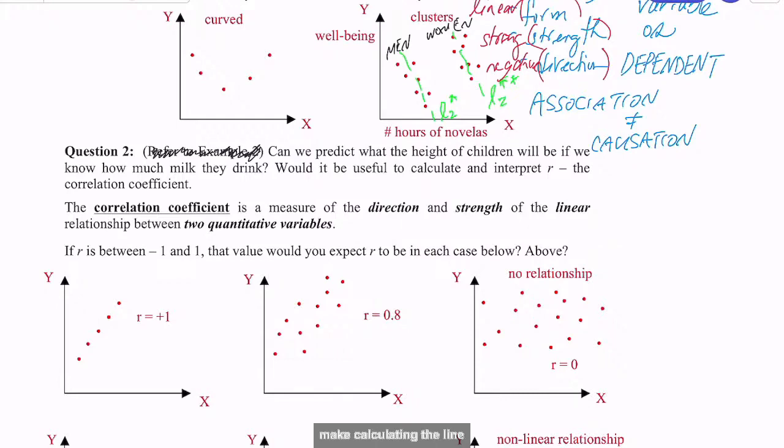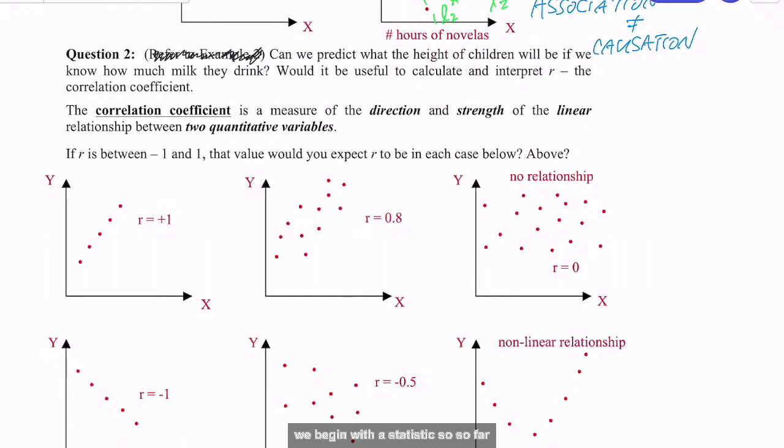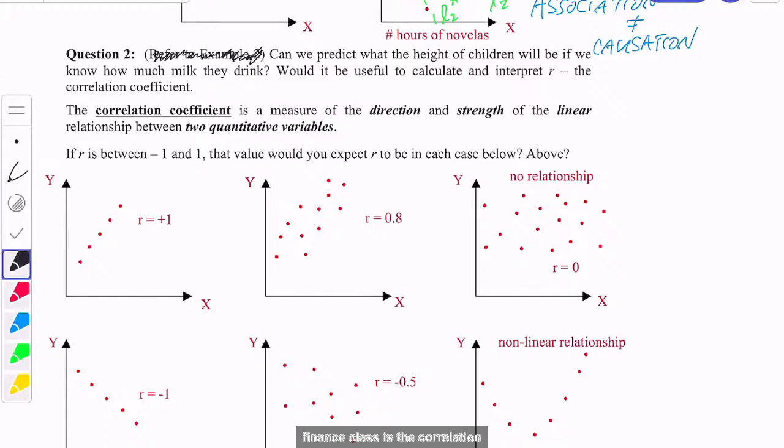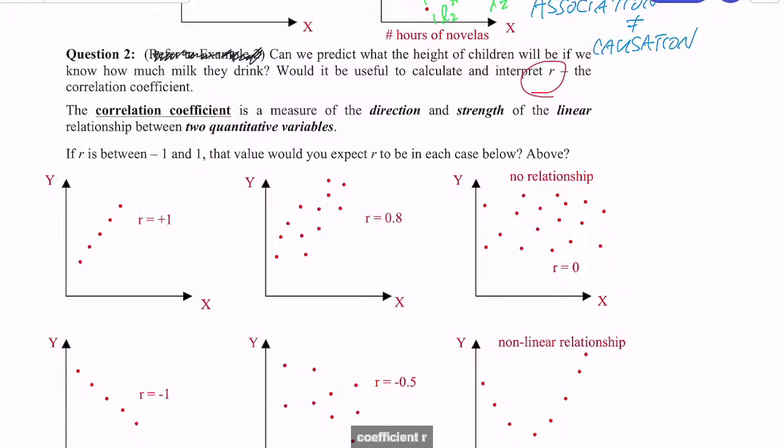And then we want to talk about actually calculating the line. We begin with a statistic. So far you've learned about means and standard deviation. We talked about percentiles and medians. Another statistic, and this is a critical one for this finance class, is the correlation coefficient, R. R captures the direction and strength of a linear relationship between two quantitative variables. So your variables have to be quantitative.